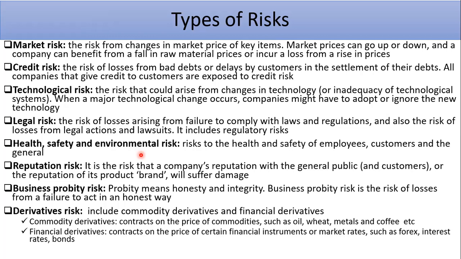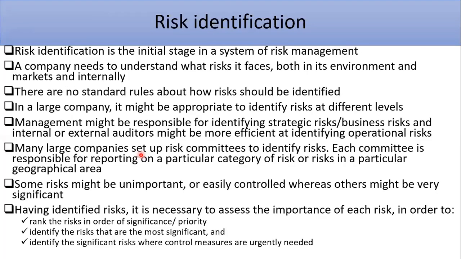Commodity derivatives are contracts on the price of commodities such as oil, gold, wheat, metal, coffee, and so forth. Then we have financial derivatives, which are contracts on the price of certain financial instruments or market rates, such as foreign exchange rates, interest rates, prices of bonds, etc. So these are more specific types of risk that would be faced in an organization.